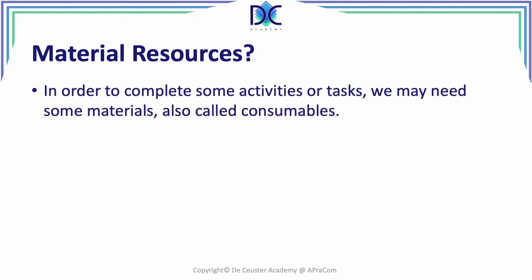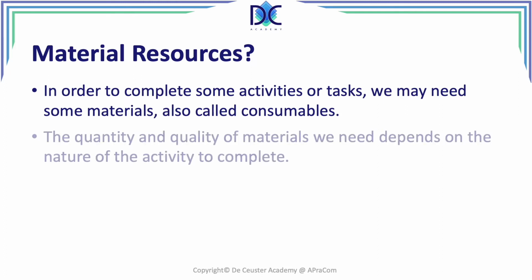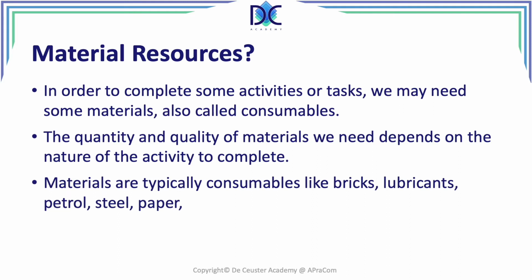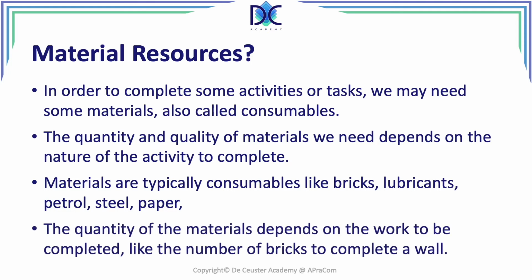Like I said, we may use some materials. We can also call them consumables. When we are bricklaying, we need the mortar, we need the bricks, and we also have to look at the quantity and the quality of the materials that we need. They depend on the nature of the activity that we want to finish. Now we look at consumables typically. We look at bricks, lubricants, petrol, steel, paper, but they can also be other things like, for example, hard disks for computers and so on. The quantity of the materials depends on the work to be completed. It's also like the number of bricks to complete the wall.